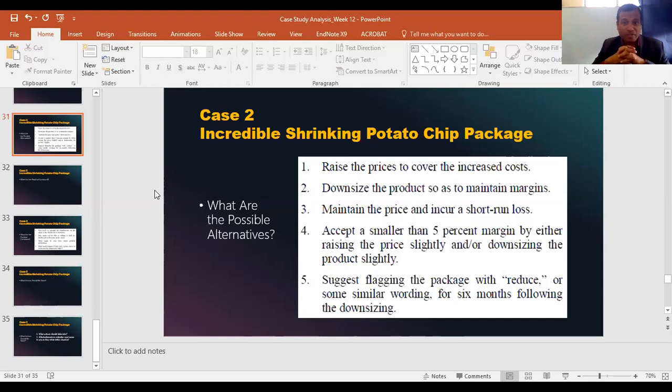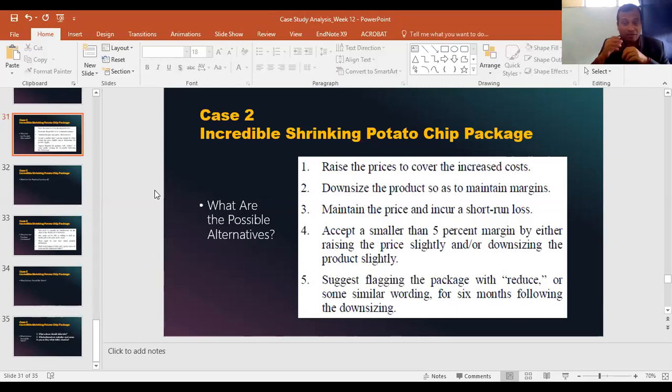Did you suggest option number 3? No, I will not suggest option number 3, because she will get fired because she's unable to generate the profit for the company. So yeah, I will not suggest number 3. Next, I will suggest number 2.